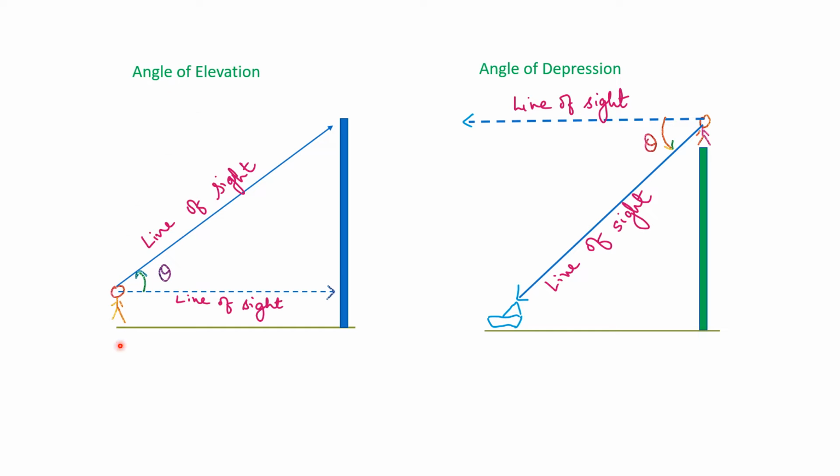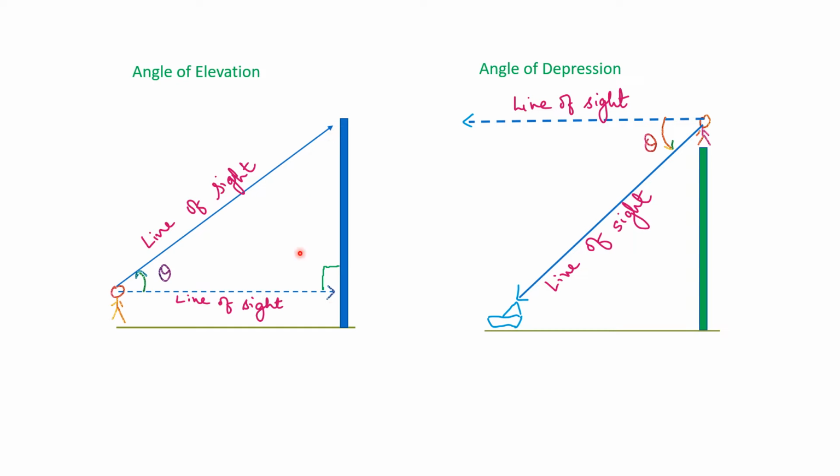angle of elevation. In this one, you will observe that this is a right angle over here, between the pole and the ground, and this angle of elevation is formed between the original line of sight and the new line of sight.